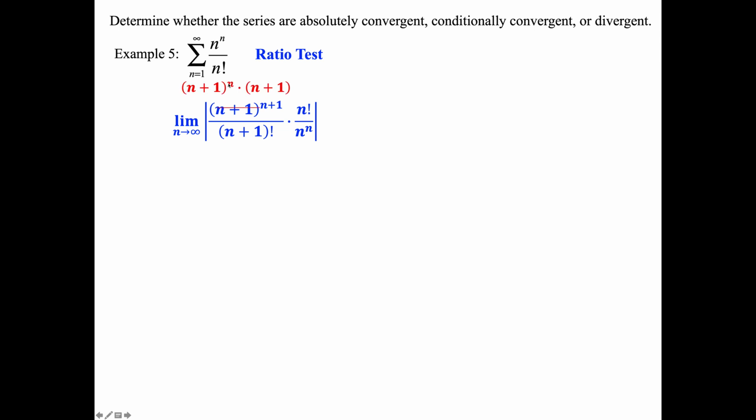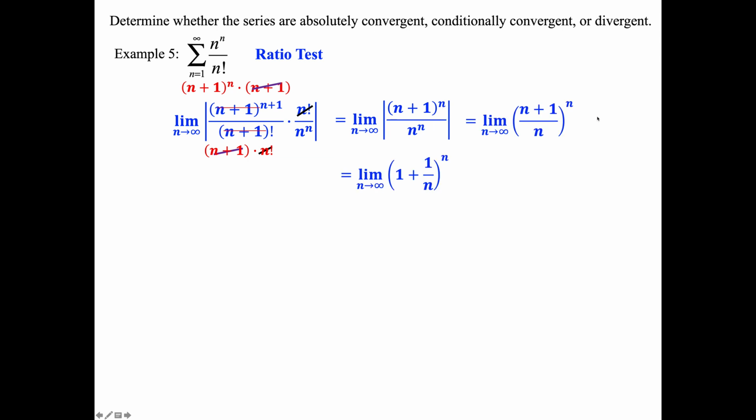n plus 1 to the n power times n plus 1. And let's break down our factorial here, n plus 1 times n factorial. So we can cancel there. And we can cancel the n factorials. And now I'm stuck with n plus 1 to the n power over n to the n power. Since they both have the same power, we're going to rewrite this as just one fraction raised to that power. And then on the inside, I'm going to separate these as two fractions. n over n will equal 1, and 1 over n will stay the same.